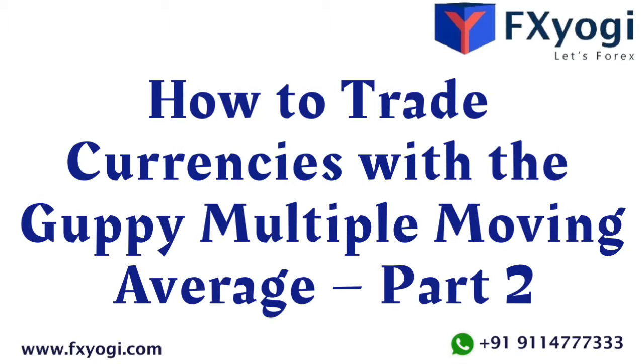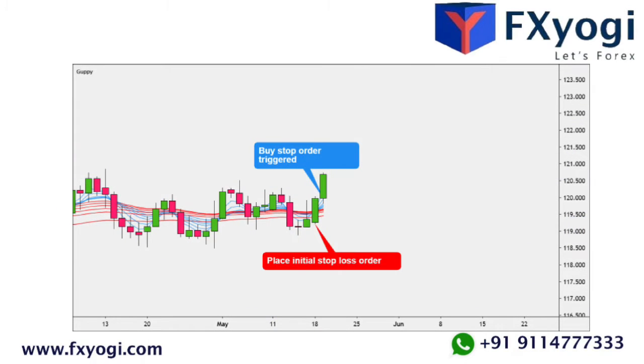In today's video, let's learn how to trade currencies with the Guppy Multiple Moving Average, Part 2. Example: in the chart above, both groups of EMAs have become tightly compressed. Notice how the last candle opened below all moving averages and managed to close above all moving averages. This can be interpreted as the price being able to close above a resistance level, the compressed EMAs.